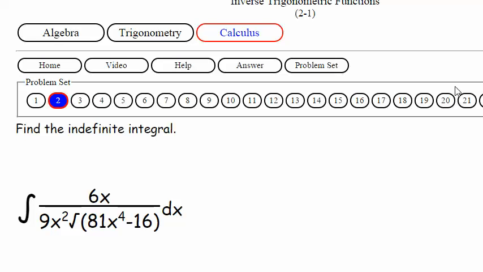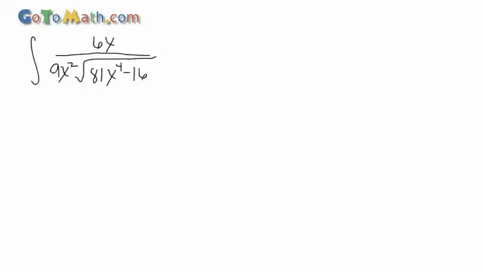All right, so bring up the whiteboard and write that out. So we had 6x up here in the numerator over 9x squared and the square root of 81x to the fourth minus 16 dx.